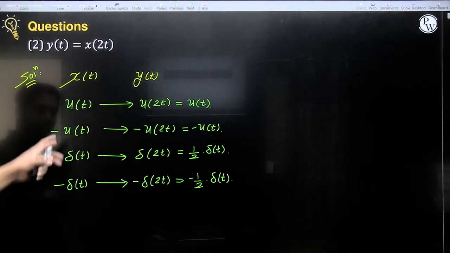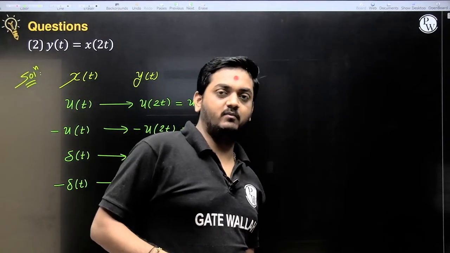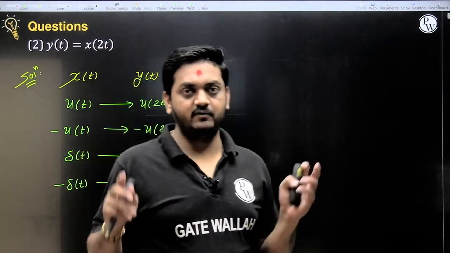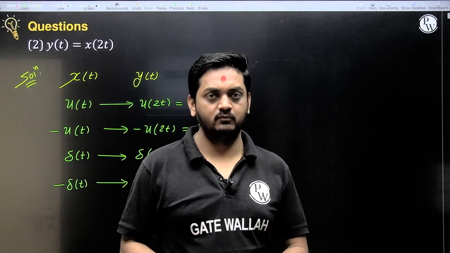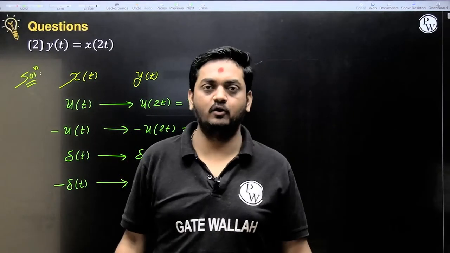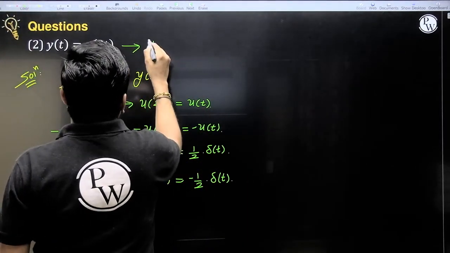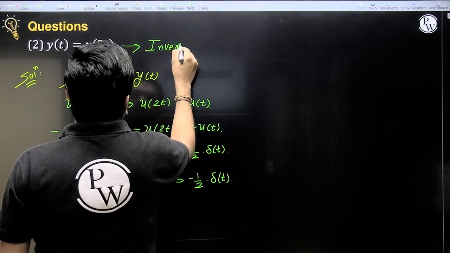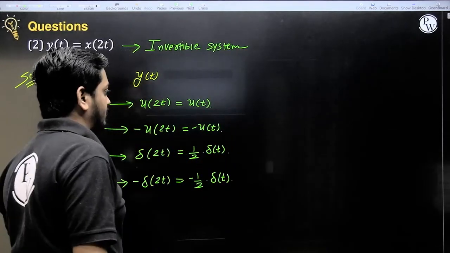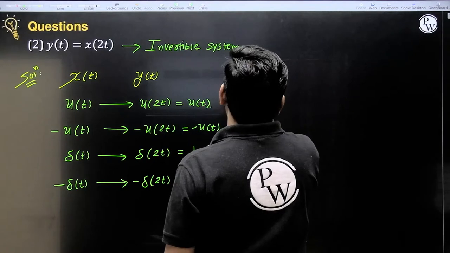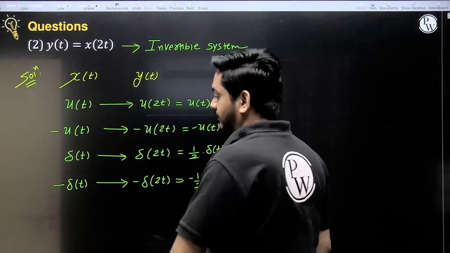As we can see here, for each and every different input, we are getting a different output. So this time compression operation is invertible. And what is its inverse system? Compression by a factor of 2 is inverted by expansion. So how do we get the original signal from y of t? You do the expansion of y of t by a factor of 2 and you will get x of t. So compression is an invertible system, and its inverse is expansion by the same scaling factor.